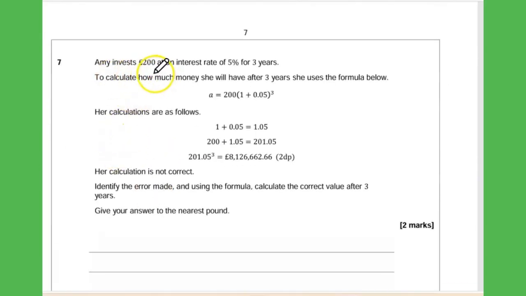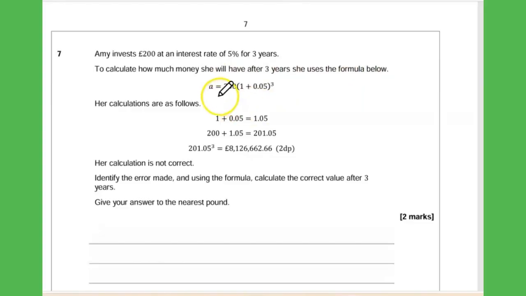Ami invests £200 at an interest rate of 5% for 3 years. To calculate how much money she will have after 3 years, she uses the formula below. This is the total amount, A equals 200 bracket 1 plus 0.05, which is actually the percent, then raised to the power of 3 years. Her calculation is as follows: 1 plus 0.05 is equal to 1.05, good, then 200 plus 1.